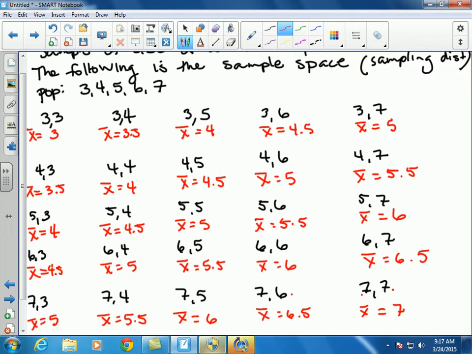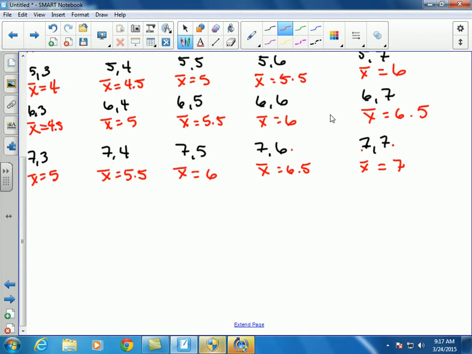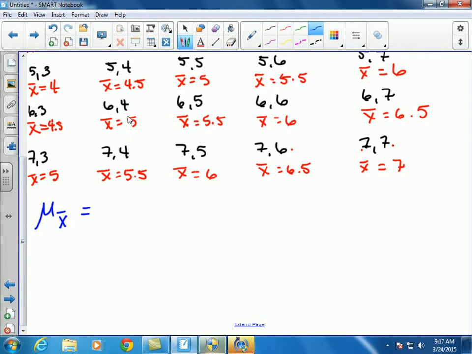Okay, so now what I want to do, which may seem like kind of a novelty idea, is that I want to find the mean of all those x bars, which just means the average of all these red numbers that are here. So I'm going to go ahead and do that by using the formula, right? So I'm going to add 3.5, 4, 4.5, 5, 5.5, and all of that. But before I do that, maybe we should graph it so we can see what it looks like.